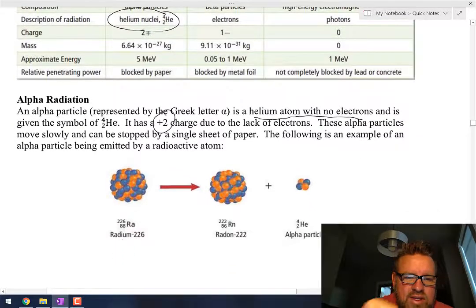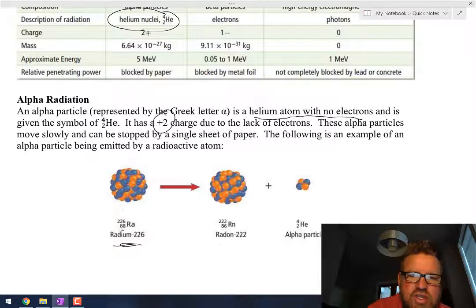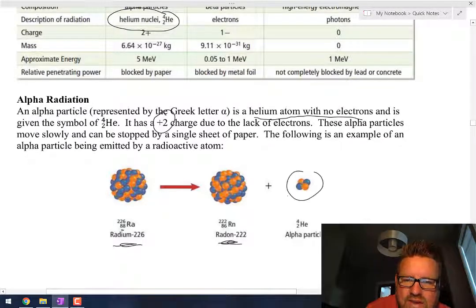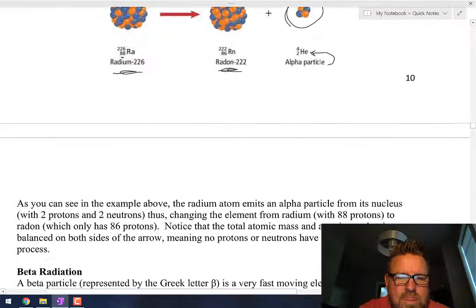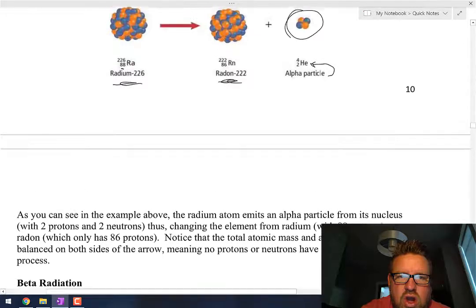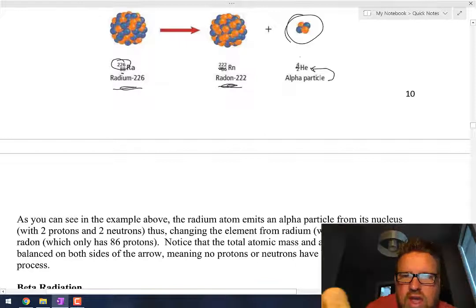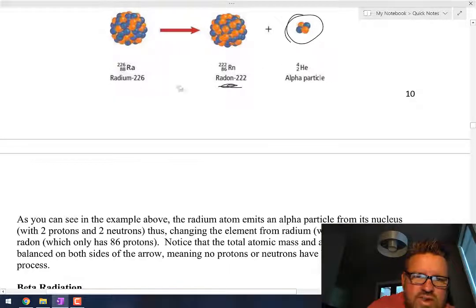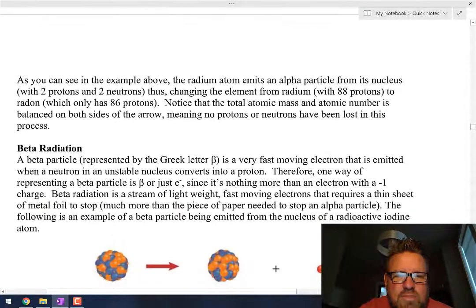Here's an example of this. If the element radium, element number 88 on the periodic table, decomposes by way of alpha radiation, it turns into the element radon, and it gives off that alpha particle, which again is nothing more than a helium atom without any electrons. Notice that the masses still add up: the 222 and the 4 still add up to 226. And the 86 and the 2 still add up to 88.